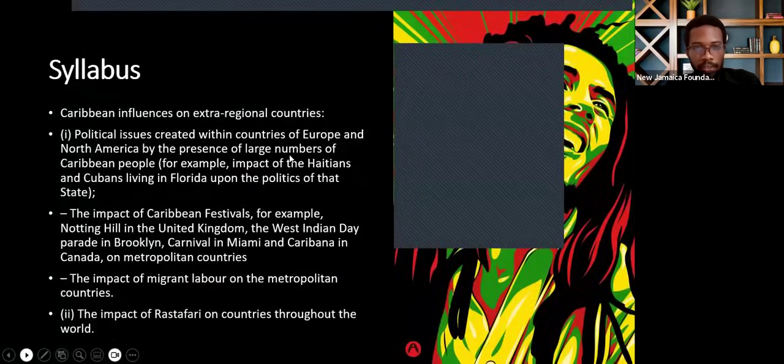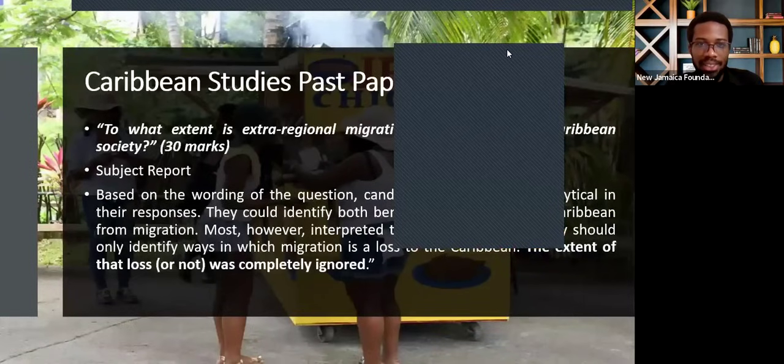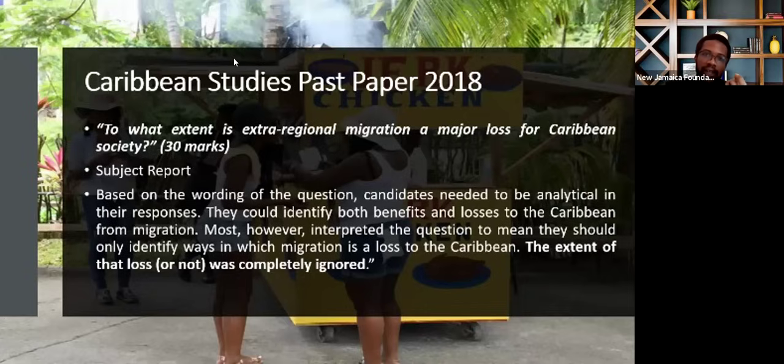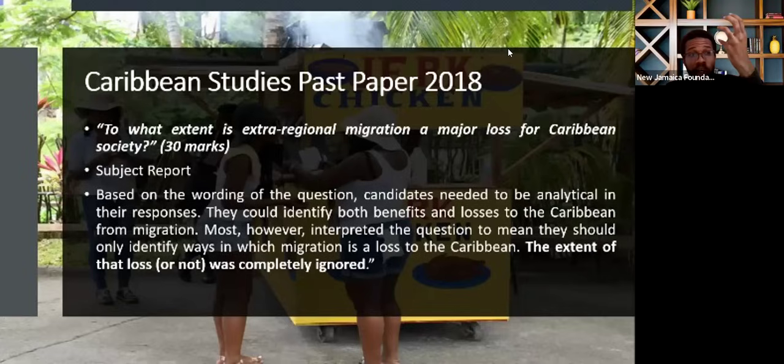But I decided to look at a different question, which is to what extent is extra-regional migration a major loss for Caribbean society? I decided to look at this question because it goes beyond just having an appreciation or knowledge of extra-regional migration in the Caribbean and how that might contribute to development in countries like the UK or the US in forms of festival, and more looks at the perspective of migration from the impact that it leaves on the Caribbean.